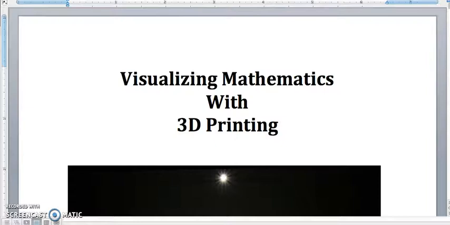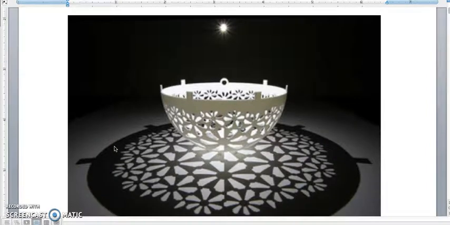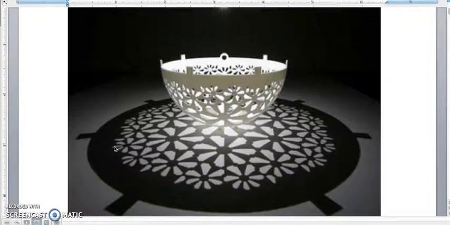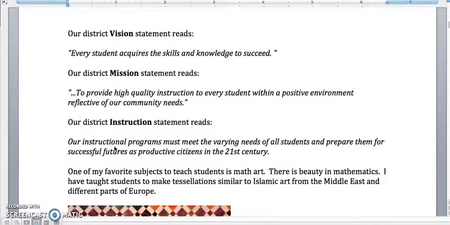School. And as you can tell from the title, it's Visualizing Mathematics with 3D Printing. And so this is a pretty cool, innovative technology nowadays. I tried to make a nice photo on the front, but it looks a little pixelated, but that's okay. It's pretty cool though. And the idea is that here is our district's vision statement.